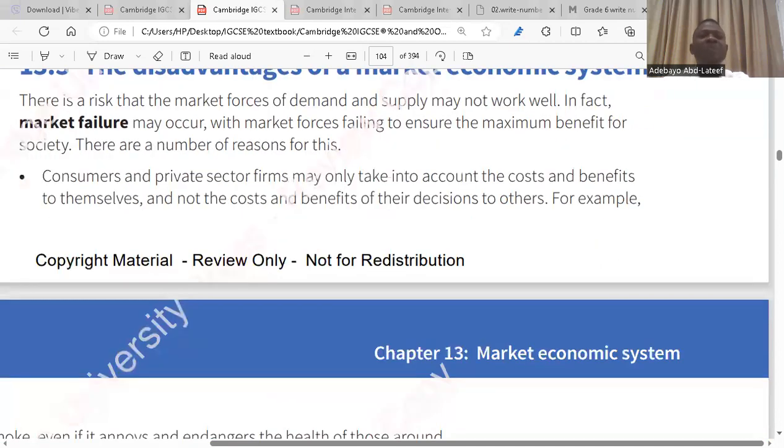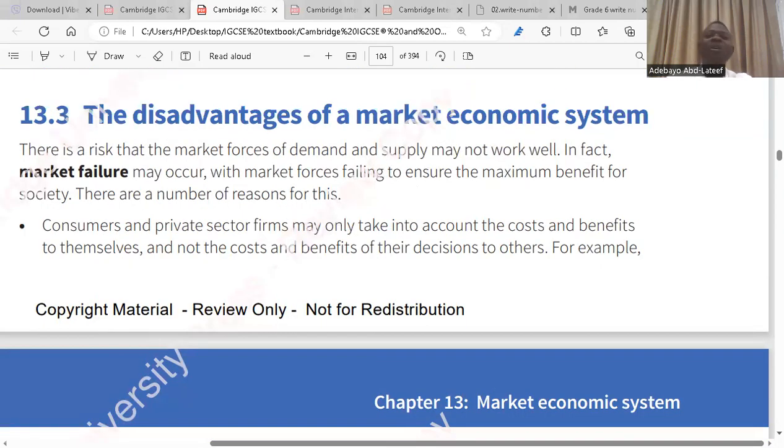Okay. What are the problems of market economy system? There's a risk that the market forces of demand and supply may not work well. In fact, there may be market failure. And what is market failure? Market failure occurs when the market forces fail to ensure the maximum benefit of society. So we call it market failure because the market forces of demand and supply are unable to provide goods and services that consumers want.